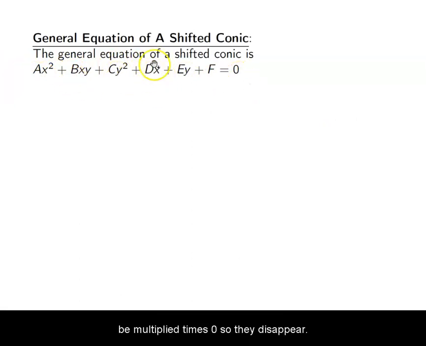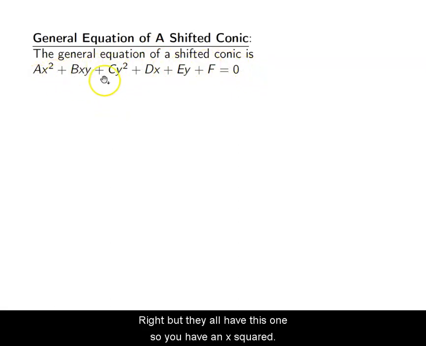Just like we have a general form for a polynomial, for a quadratic. We don't know anything about the quadratic until we actually put numbers to it, right? Same thing here. All conics have this form. Some things might be multiplied times 0, so they disappear, right? But they all have this form.